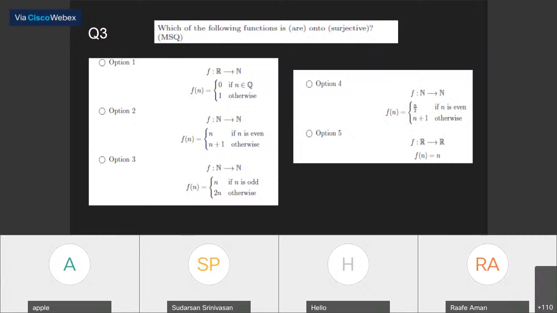And option 5. In all the options, be careful to note the domain and range of the function given above, like N to N, or R to N. That's nothing but the domain and range of the function, and it is important to know in order to find out whether the function is surjective or not. For option 5, f of n is equal to n for all real n. So these are the 5 options. Take time, think about this, and if someone wants to answer, then please go ahead.